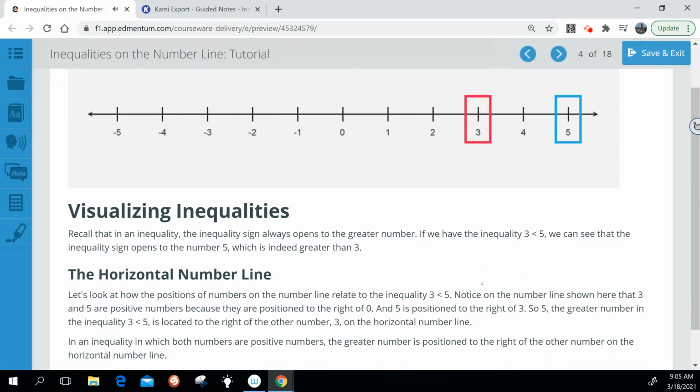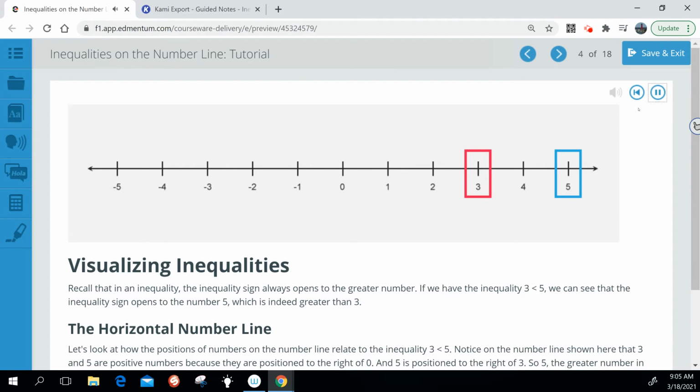Visualizing inequalities. Recall that in an inequality, the inequality sign always opens to the greater number. If we have the inequality 3 is less than 5, we can see that the inequality sign opens to the number 5, which is indeed greater than 3.